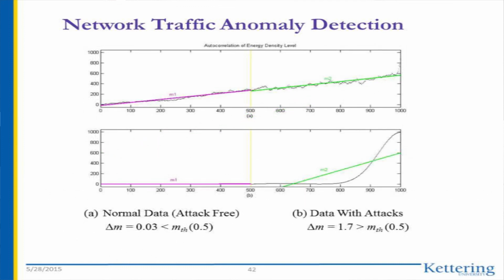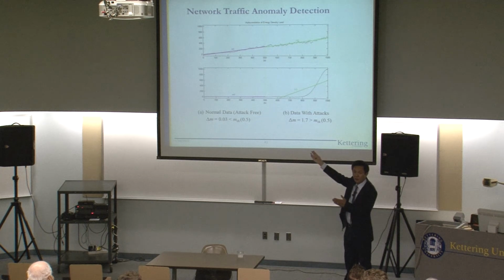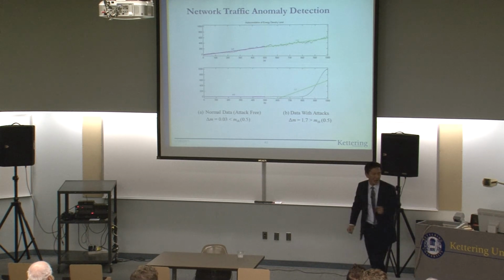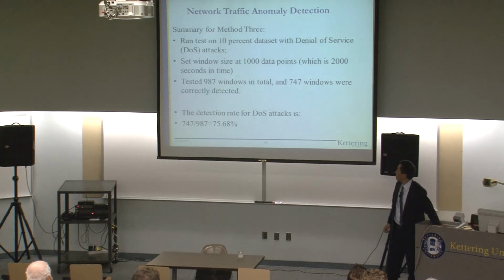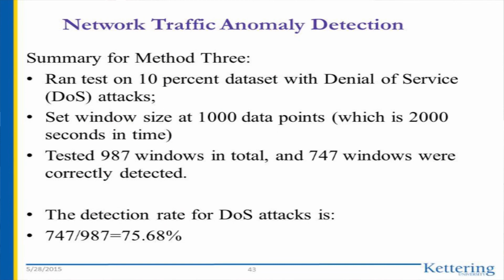And here's attack-free and with attacks. The magenta line shows the slope, and the slope represents how fast the energy level changes. All of a sudden, the green one, you see M2, the rate of energy change spikes, and we say, well, here come the attacks. For this method, we got about 76% detection rate, which is not too shabby.